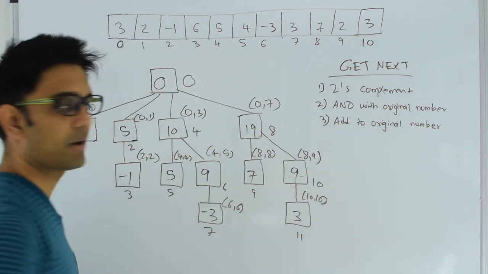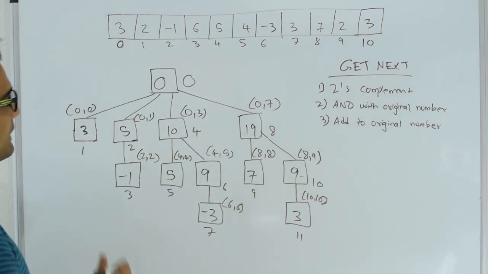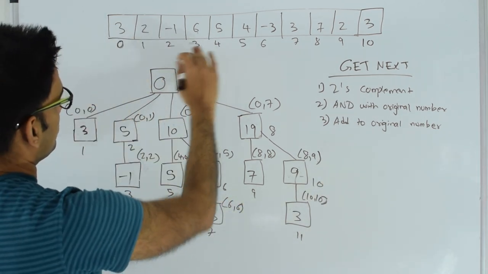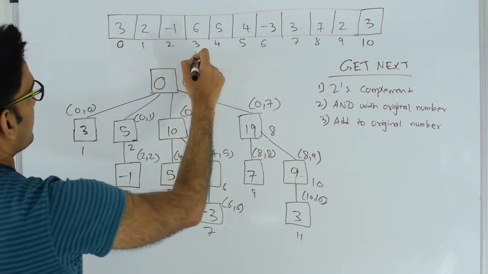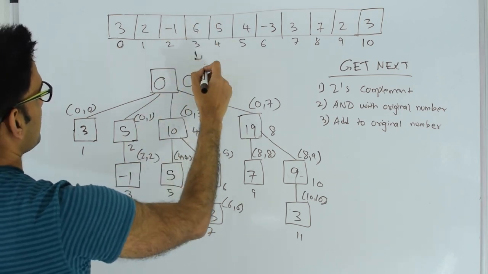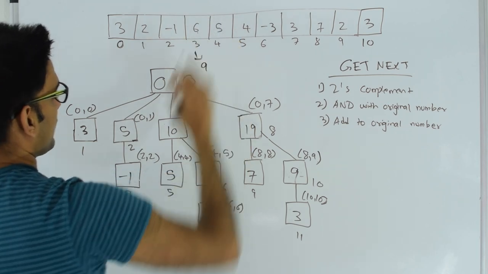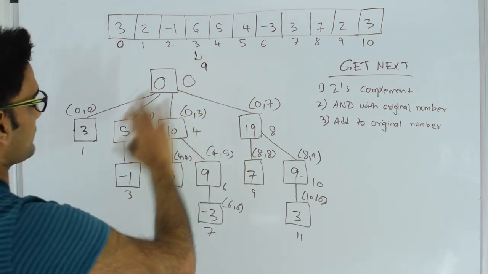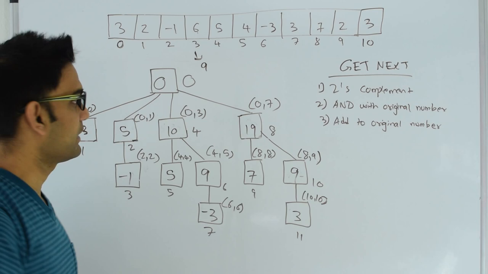Finally, let's look at how I'm going to update a value. Say I came over and I updated 3. So the value at 3, so 6 becomes, say, 9. So the difference between them is 3. So I need to update this 3 all over my binary index tree.